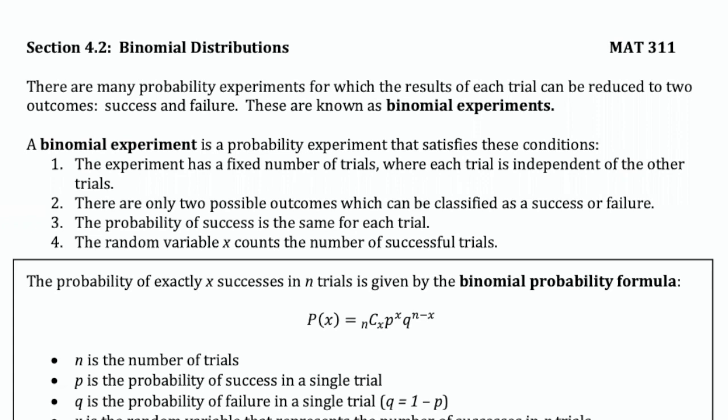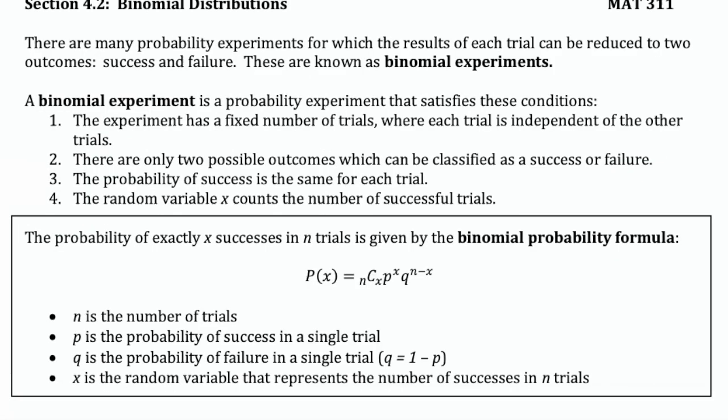Now, a binomial experiment has to satisfy the following conditions. The experiment has to have a fixed number of trials where each trial is independent of the other trials, meaning that the probability of one event occurring does not affect the possibility of others. There are only two possible outcomes, which can be classified as a success or failure. Probability of success must be the same for each trial, and the random variable x will count the number of successful trials.